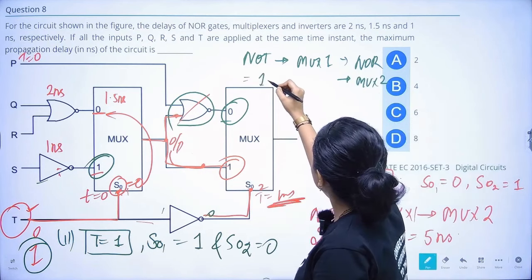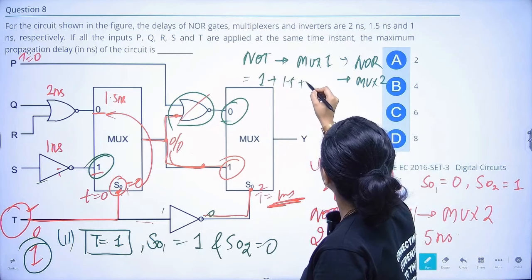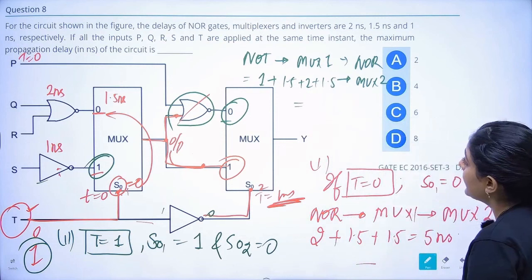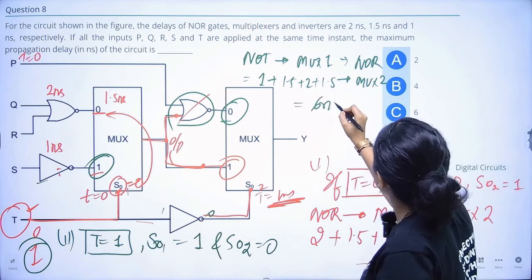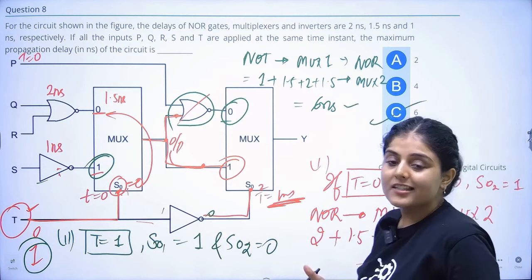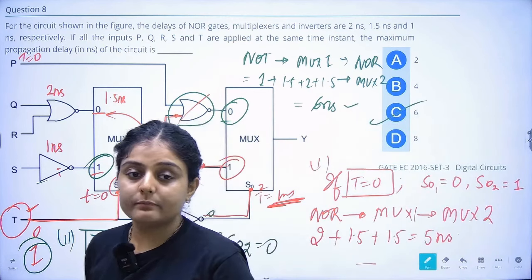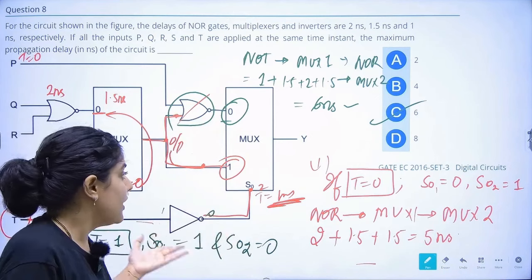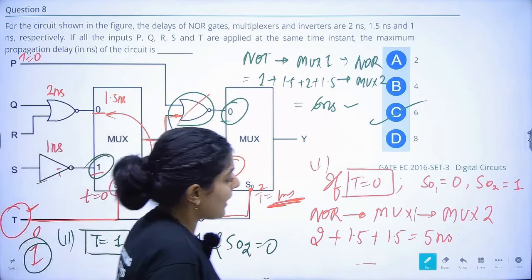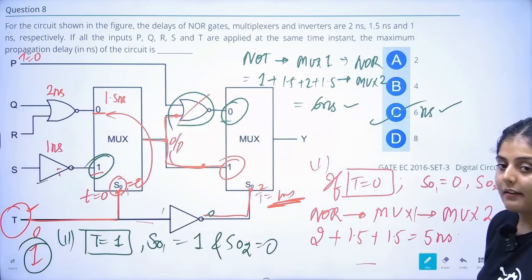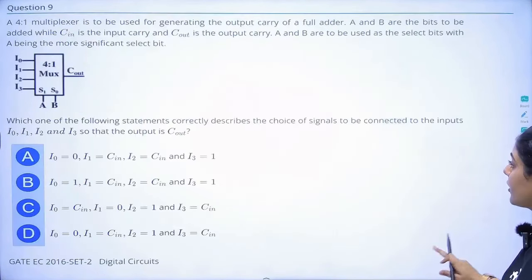So it is 1 nanosecond plus 1.5 plus 2 plus 1.5, which totals 6 nanoseconds. So out of 5 and 6, 6 will be the maximum propagation delay that will occur in this circuit, right? 6 nanoseconds is the maximum propagation delay. Understood? Right. Moving on to the next question.